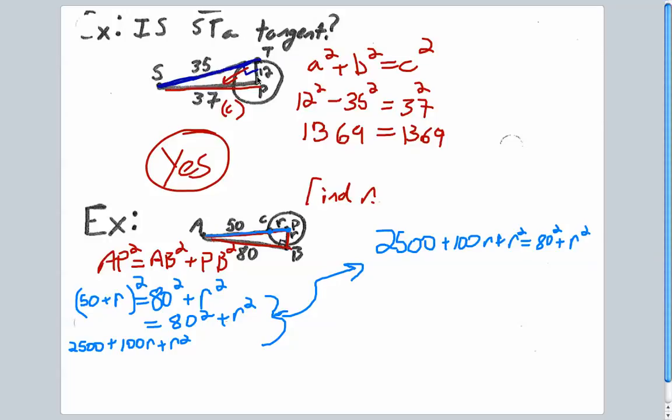Okay, what's going to happen is the R squareds are going to cancel each other out. You got an R squared on both sides, they cancel out. So I'm going to have 2,500 plus 100R equals 80 squared. When all the math shakes out on this, so this is just a one-step or a 2 to 3-step equation here, I'm going to get down to R equals 39. Okay, the most important step being this one, finding that 2,500 plus 100R plus R squared equals 80 squared plus R squared, and the R squareds drop out.